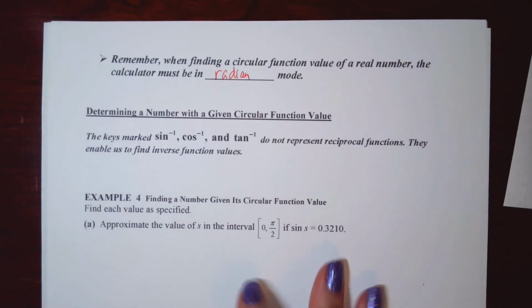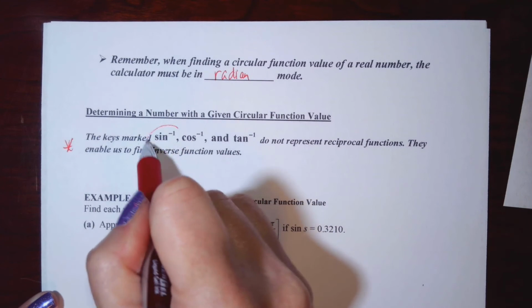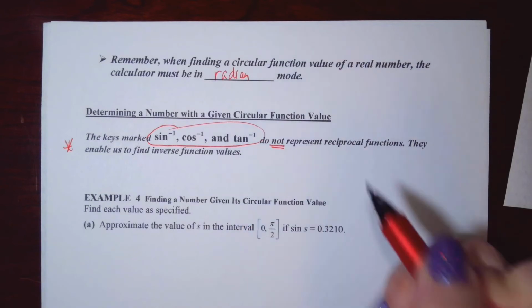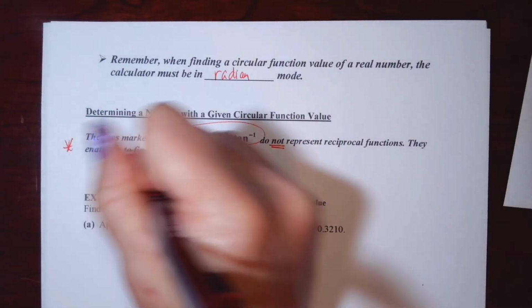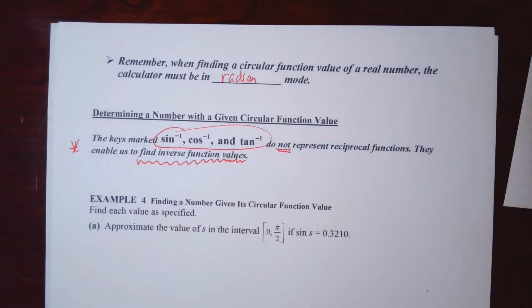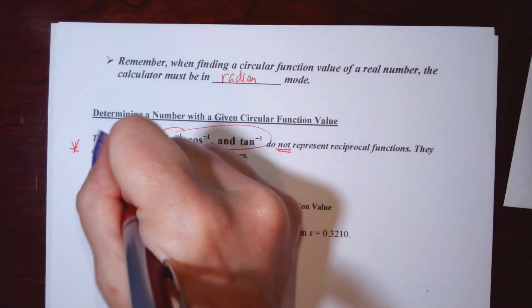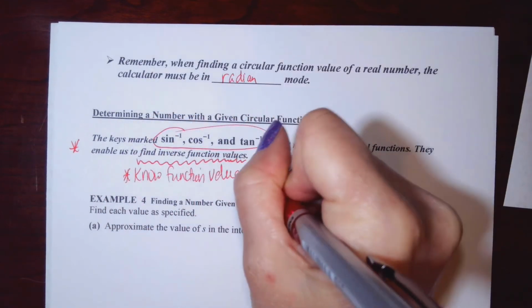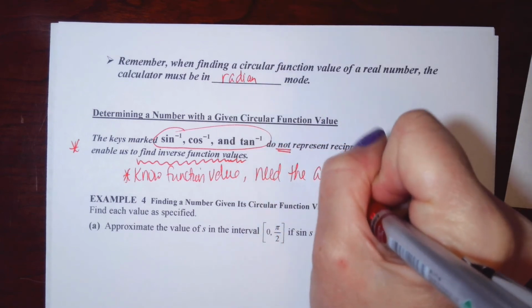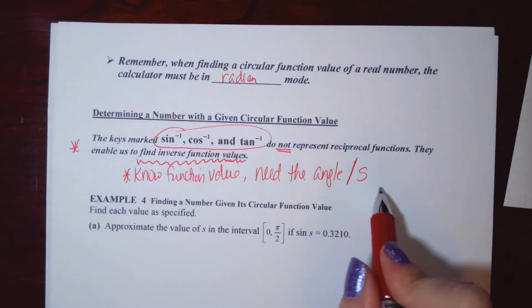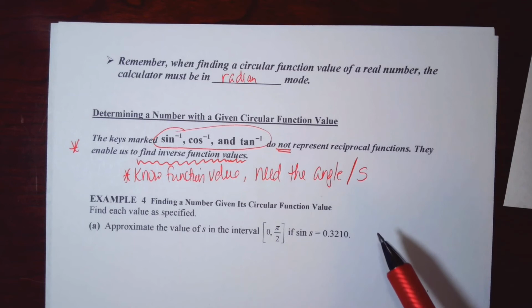Now, something else we've already discussed: those keys marked sine inverse, cosine inverse, and tangent inverse do not represent reciprocal function values. They enable us to find inverse function values. Inverse function values are when I know the function value, and I need the angle, or s. That's that backslash to mean either or. I'm looking for the angle, or I'm looking for the value of s.